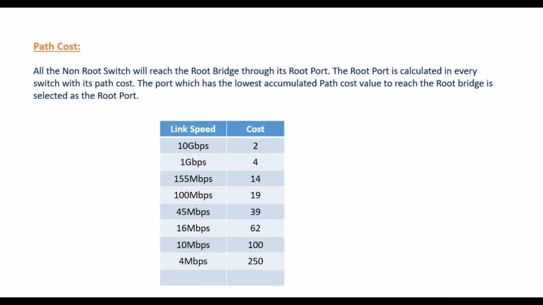For example, if it's a 10 gig link, the cost is 2. As I said earlier, a 1 Gbps gigabit Ethernet link is 4. If it's 1 STM, that is 155 Mbps, then it is 14. And for a Fast Ethernet link, 100 Mbps, it is 19. Like that, we have a cost associated with all the link types. It's very important in STP. We need to know the cost for all the link types, because based on this, some selection process will be going on. So it will be helpful if we know the path cost.